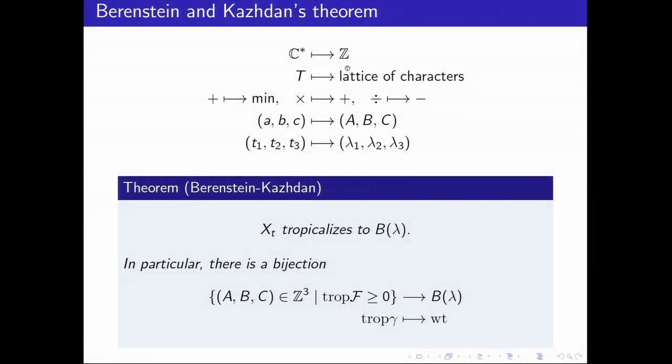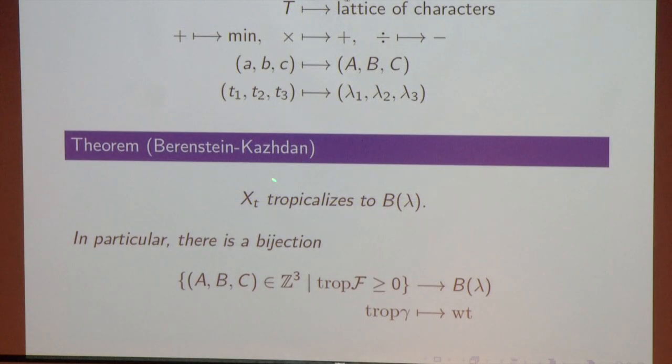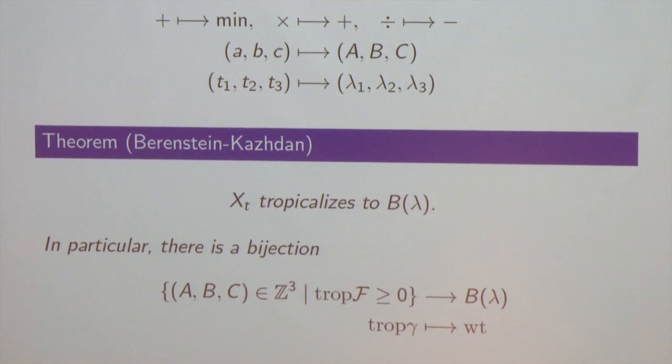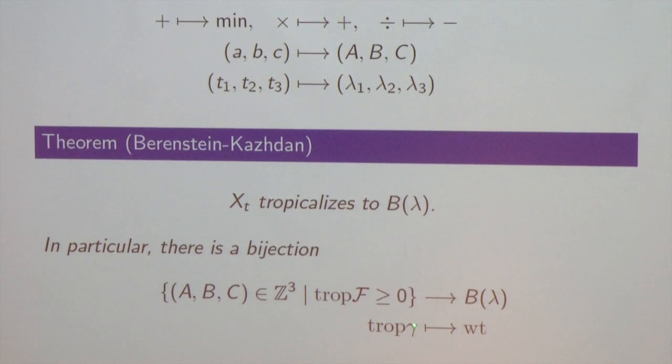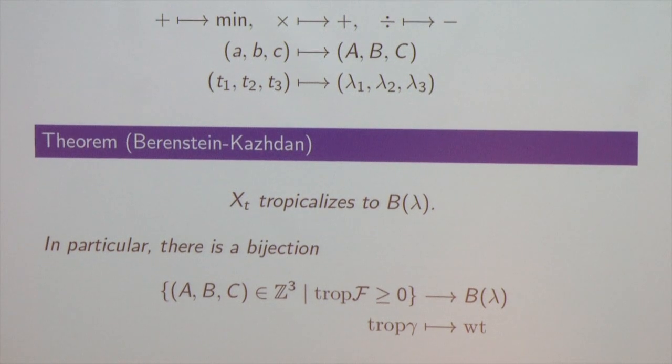Okay, so Bernstein and Kashdan's theorem is that X sub T tropicalizes to B lambda. So this variety that I described, it tropicalizes to this graph. And I'm not going to explain the whole of what this tropicalization functor does, but I'm just going to explain one chunk of it, which is, in particular, there's a bijection between this set and the crystal graph, which sends the tropicalization of the function gamma to the weight function of the crystal graph.